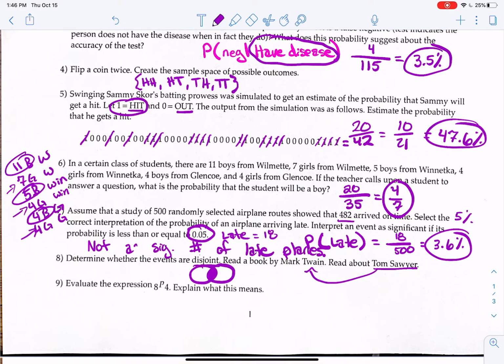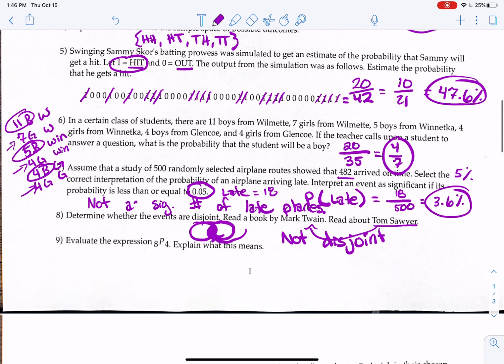So you can read a book that's by Mark Twain and a book about Tom Sawyer at the same time. Those books would fall in here. Okay, so it is not disjoint because we have books in here that are joined together, that are about Tom Sawyer and both written by Mark Twain. Okay, so not disjoint in that case.